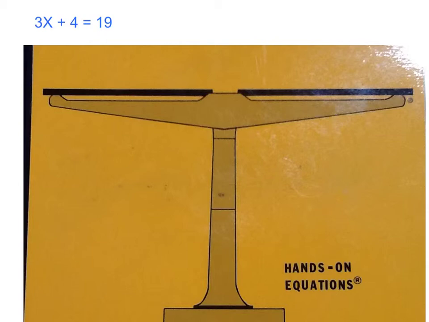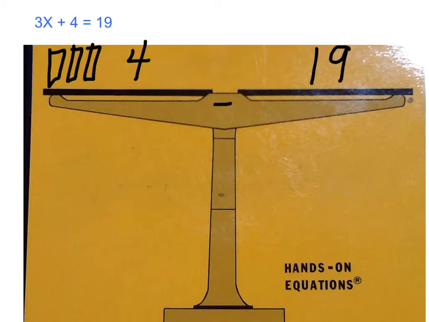So what we're going to do is a little bit more complex problem. Notice that we don't just have x's on one side, we have 3x plus 4. So that means we have our little x's, but we also have 4 constants, okay? And on the other side, we have 19, but this scale is balanced. It's 100% equal. That's what the equal sign means. Balanced scale. It's not tipped.